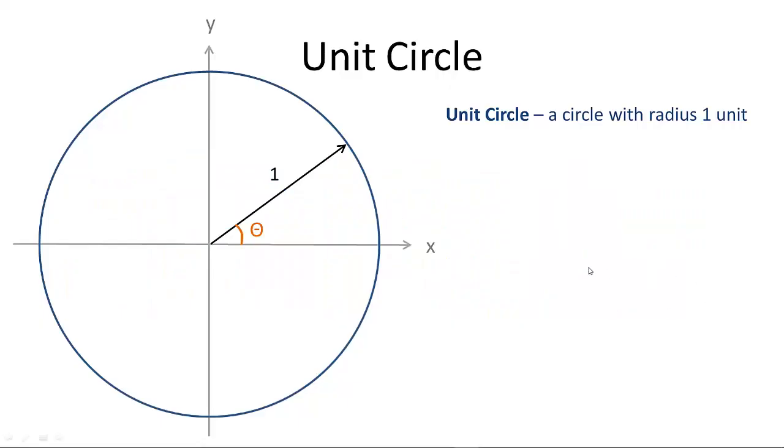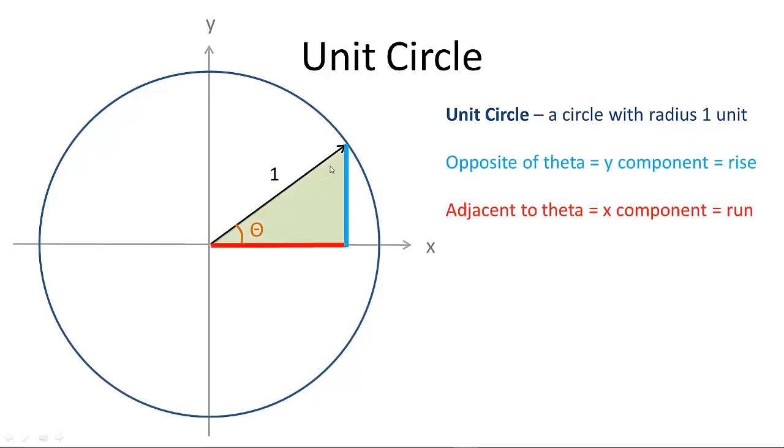So here we have an xy coordinate system with x and y axes, and we have a unit circle, which is a circle with a radius of 1 unit. We have a radius drawn on here with a radius of 1, and we call this angle theta, the angle between the x-axis and this radius. Now we could use that radius to create a triangle. So we know that this is the hypotenuse, it's the longest side, and then we could use a vertical bar, which is the y component or the rise of the triangle, and the adjacent side to theta could be the x component or the run.